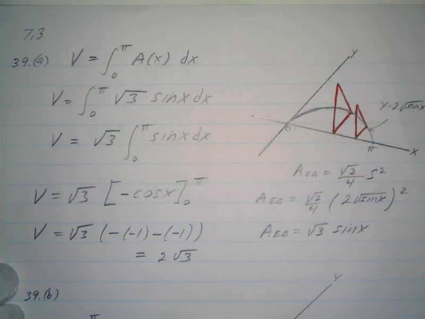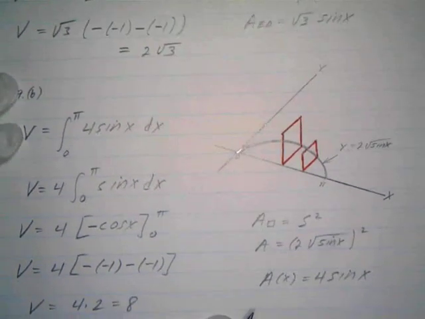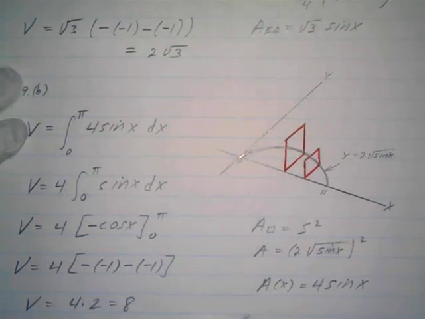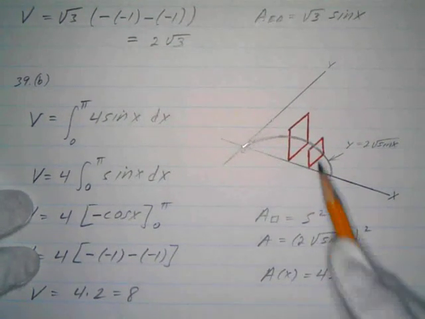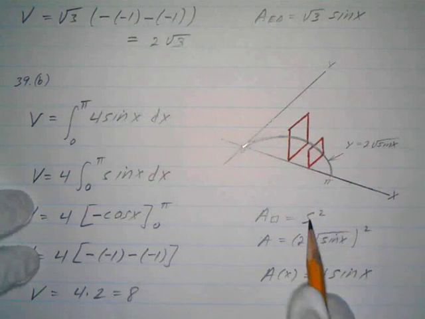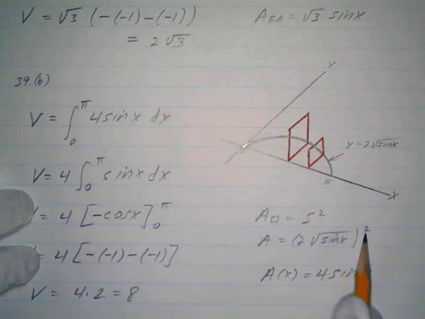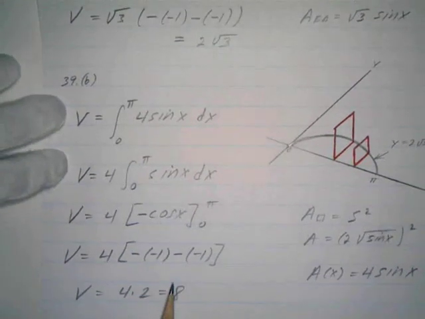Now the B part, they're just squares, so that's even a little bit easier. And remember, the area of a square is just side squared. And again, that side is going to be given by 2 times the square root of sine of x. So area of the square equals 2 times the square root of sine of x, squared. And when I square that, I get 4 and I get the sine of x. So that's my area as a function of x.